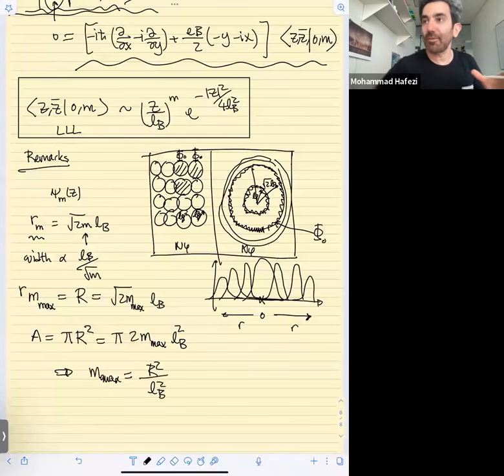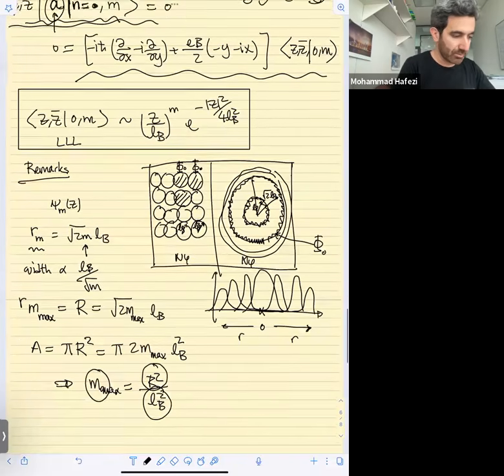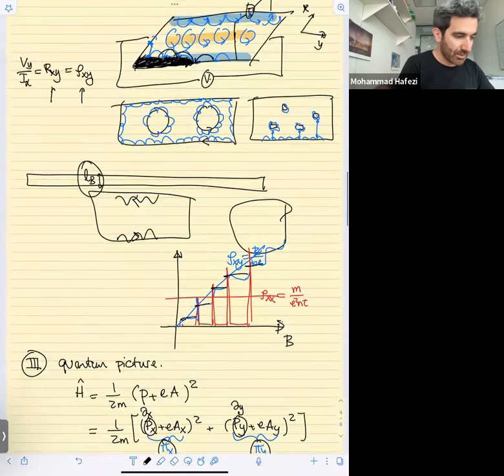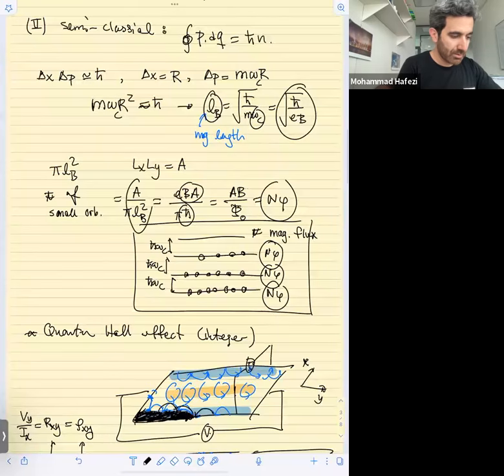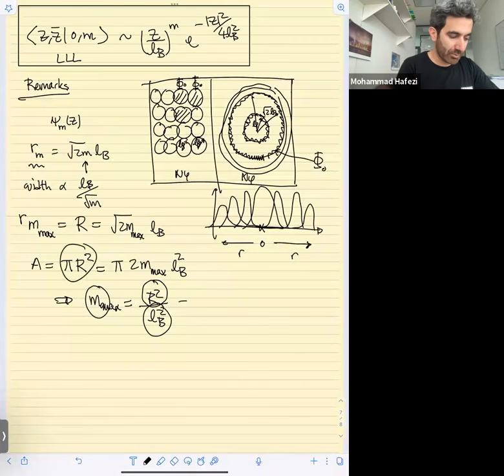So the maximum number of orbitals, this is related to Chris's question, but I will finesse that. The maximum number of orbitals that I can put in the system is the system area divided by the magnetic length squared. Didn't we have that? It's the same thing. It's just over there I assumed a rectangle. Here I'm assuming a disk. So this is again the total number of magnetic flux in the system.